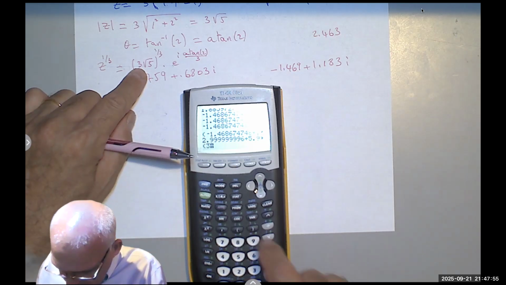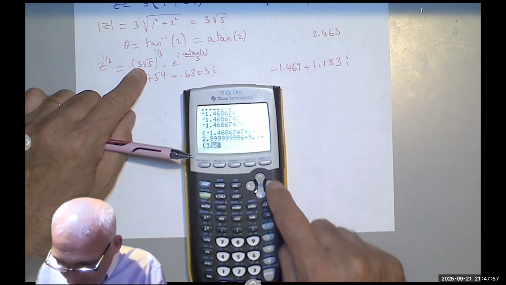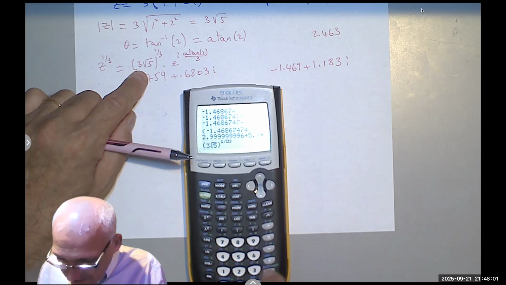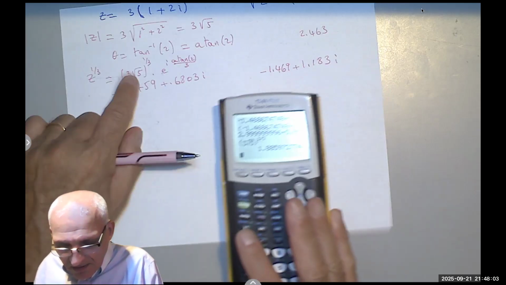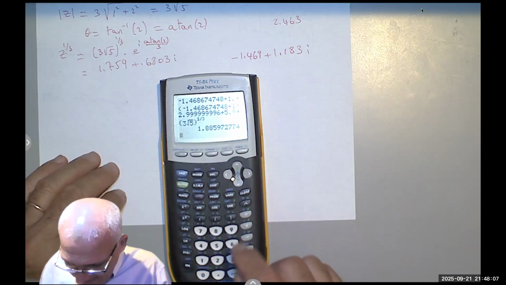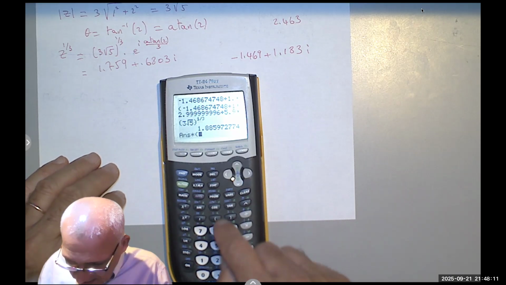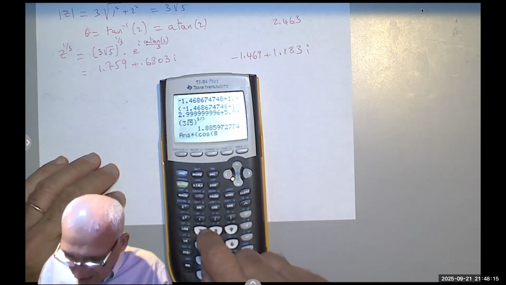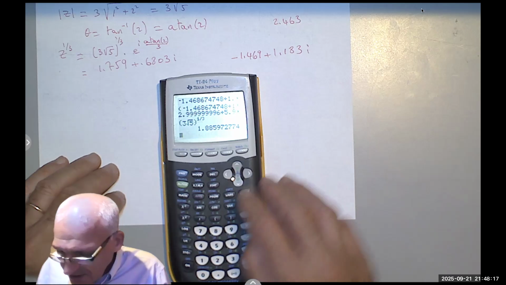3 square root of 5 to the 1/3. That was this modulus. And then we are going to multiply it by cos. Oh, let's find the angle first. Yes.